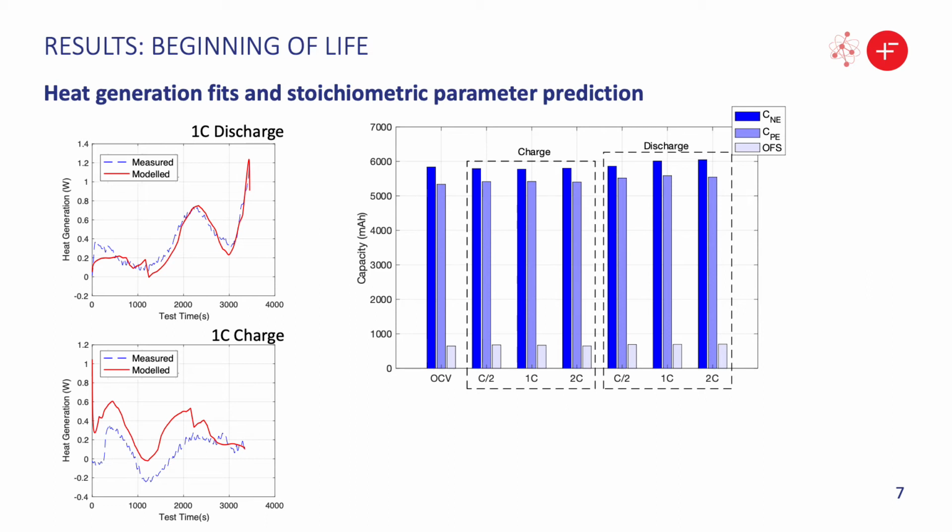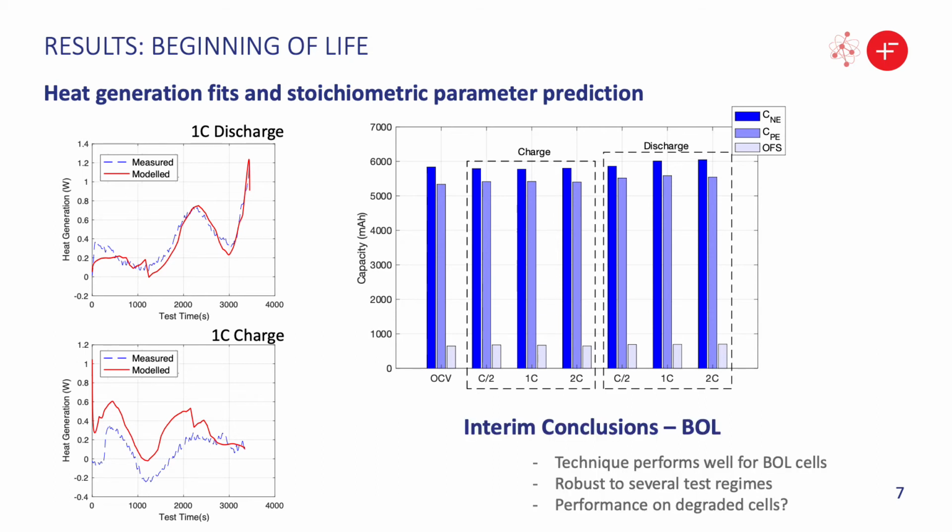For the case of charging, it is seen that all parameters predicted by the technique are a very good match to the OCV method for all 3 C-rate cases. In the case of discharge, the offset and positive electrode capacities are very well predicted. The negative electrode capacities are not as well predicted as they are in the case of charging, but are still reasonably well predicted across all C-rate cases.